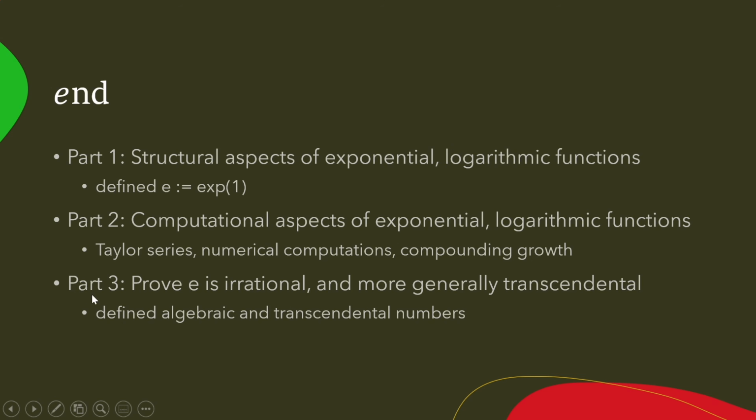And then finally, this part, which is a bit independent of these other 2, is really more of a bonus part than anything else. But here is where we proved that e is irrational and that it's more generally a transcendental number. So in particular, we defined algebraic numbers and transcendental numbers, and we showed that e met the definition of being a transcendental number.